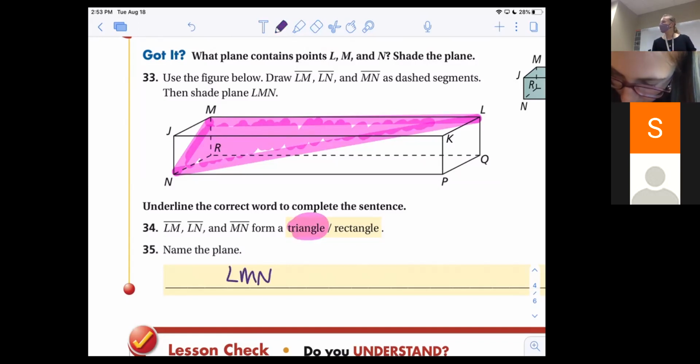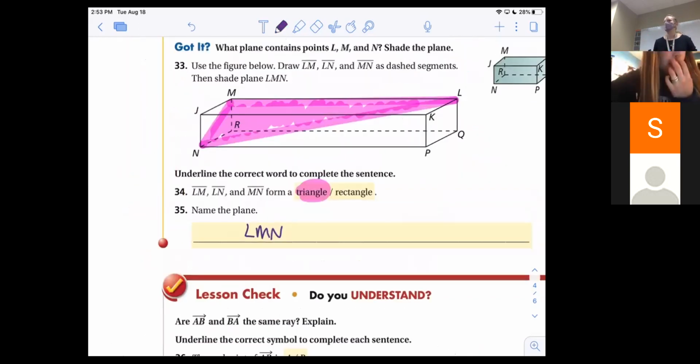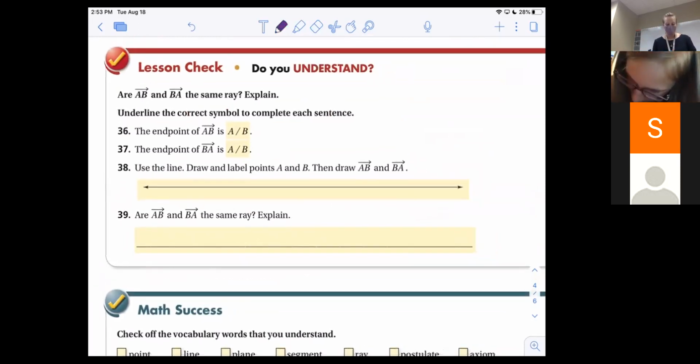Can I use any other 3 letters? Can I write them in a different order? Yep. All right. I sped through that one because I was feeling flustered. Anybody have any questions on that? All right, let's do this last example on here, and then I want to do a couple more.